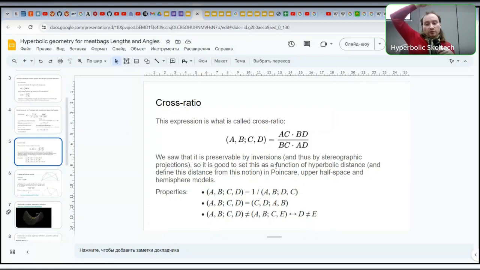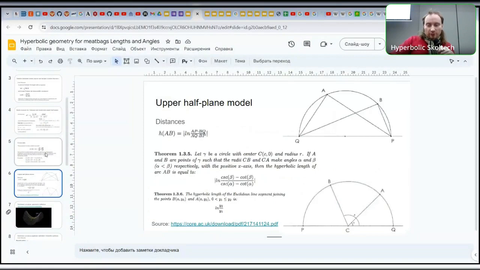So here are its properties. Actually, the last one is that it differs if you differ in 1 point. Okay, this was cross ratio. And how to define the distance? In the upper half plane model, we take distance as the modulus of the natural logarithm, or just any logarithm, of this cross ratio. So this is a boundary line for our upper half plane. We take the line connecting A and B and intersect it, so we take ideal points Q and P. Those are the intersections with our bordering line. And we take this logarithm of the cross ratio for those 4 points.